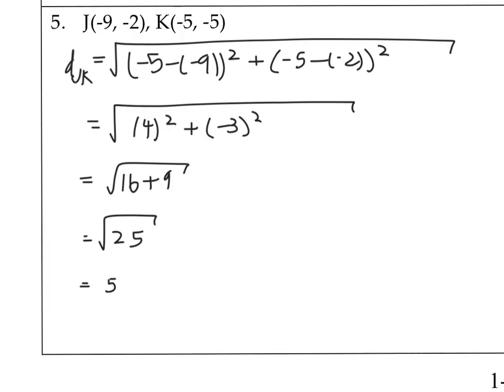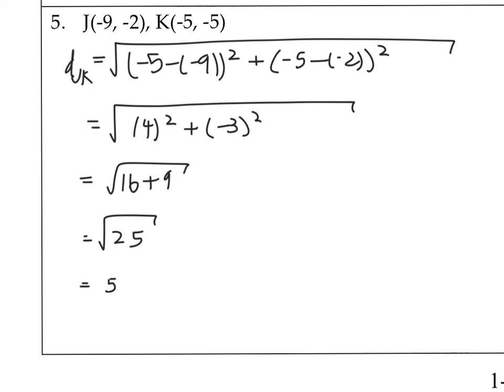Okay, so for number 5, I got 5 as my final answer. Again, just be careful right here with the double negatives. In this case, negative 5 minus negative 9 is positive 4. Negative 5 minus negative 2 is negative 3. When I square them, I get 16 and 9. And that's how I got the square root of 25, which is 5.